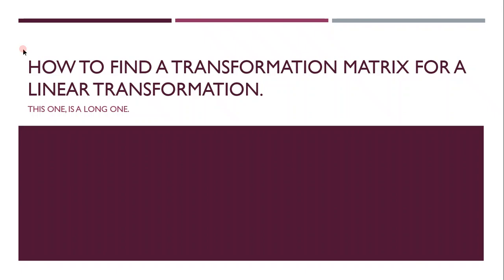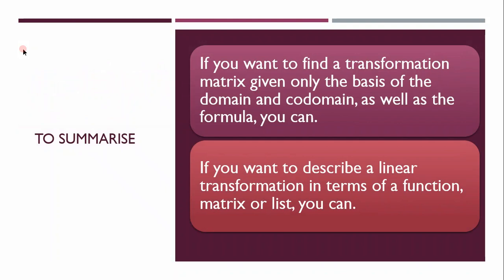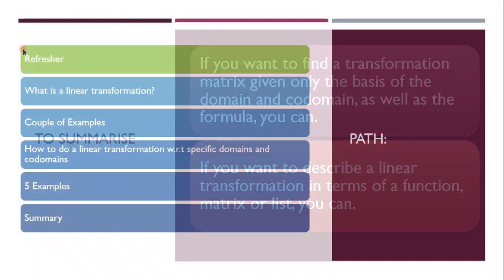This video is going to be a long one, but by the end of it, you'll be able to understand the summary slide. In the summary slide, what I'm going to tell you is that if you want to find a transformation matrix given only the basis of the domain and codomain, as well as the formula, you'll be able to do that. Or if you want to describe a linear transformation in terms of a function, matrix, or just list it, you can also do that.